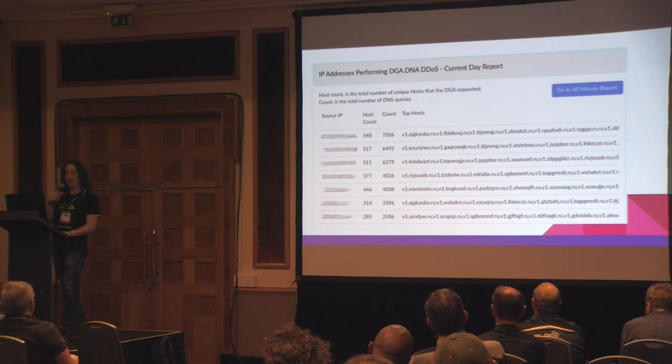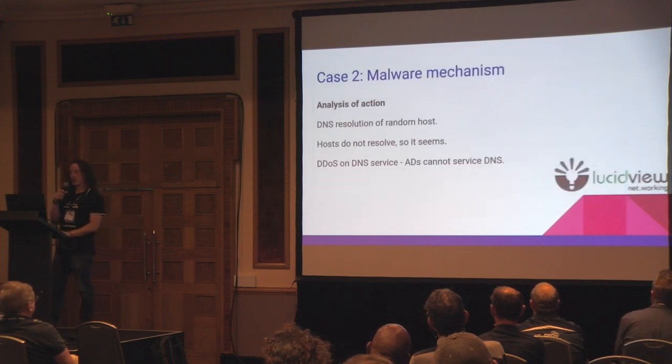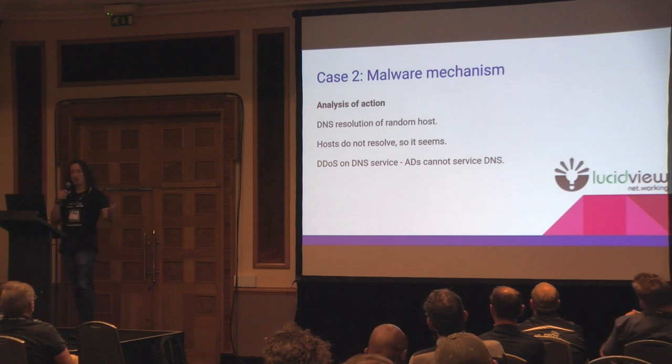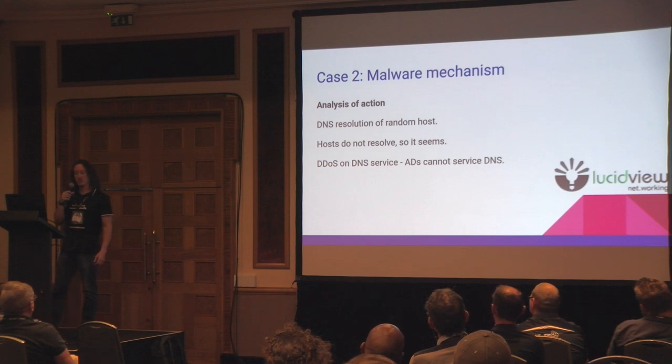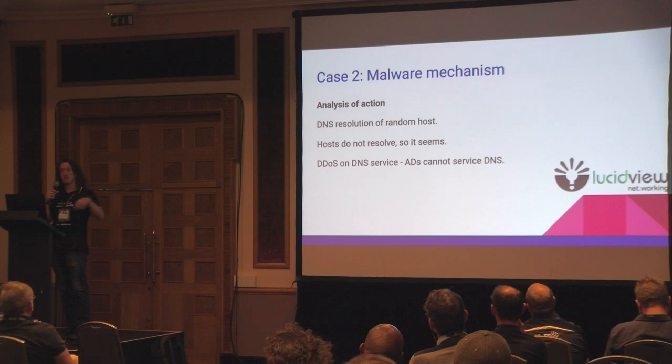And you can't send email if you can't do DNS resolution. You cannot receive email if you cannot do DNS resolution properly. And that's where the source of the problem came from. So DNS resolution of random hosts, so it appears. The hosts do not resolve, or so it seems. For all intents and purposes, it looks like a denial of service on DNS at this client, because the Active Directories and the local DNS servers, their little routers, couldn't resolve the DNS. Obviously, this is lots of offices going through a single breakout. So it was a huge issue for these guys.